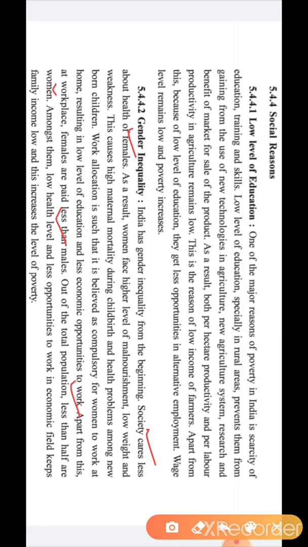Now the scenario is changing, but still the maximum population is living in rural areas, and there the same scenario exists. The importance given to the education of girls is less. Because of that, there are fewer opportunities for females to work in the economic field. So half of the population is female, and most of them are not going to a job, and this results in low family income, which leads to an increase in the level of poverty.